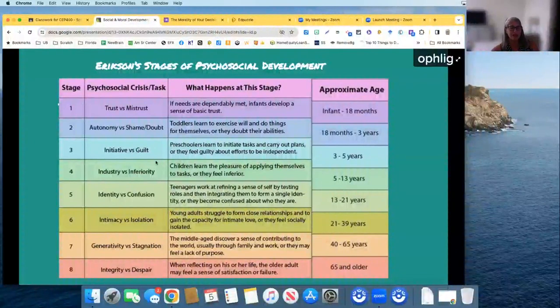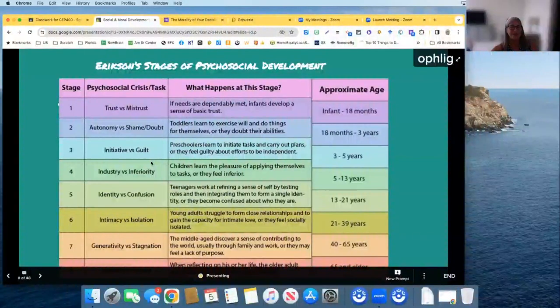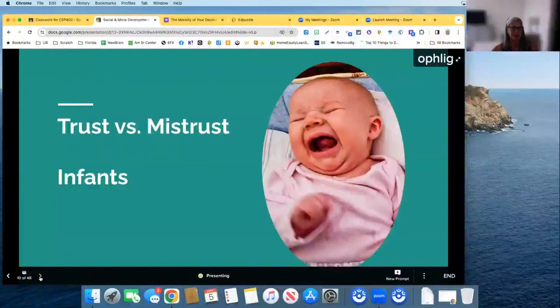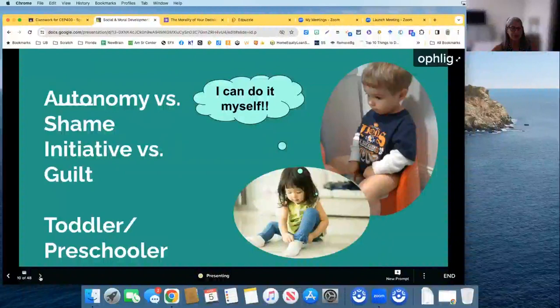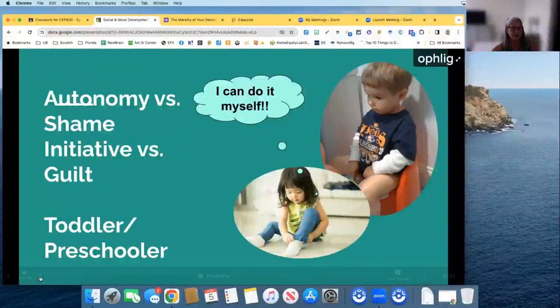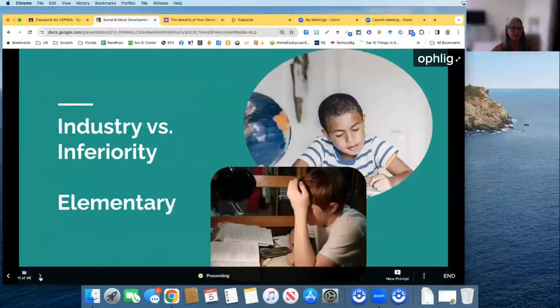So in the third stage, this is the initiative versus guilt stage. And I actually have these slides. I put trust versus mistrust. We just talked about shame versus guilt. So the next one is industry versus inferiority.